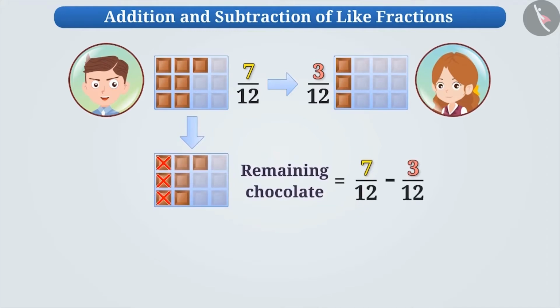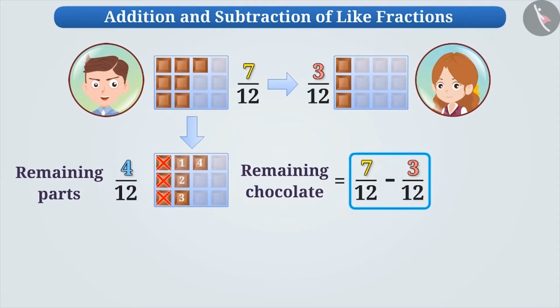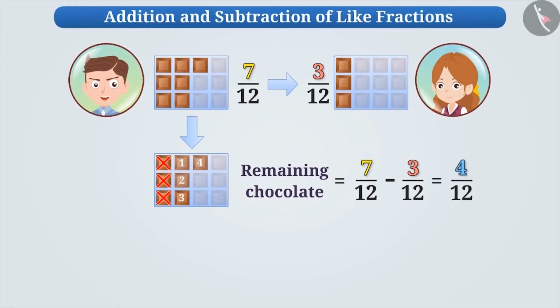As you can see, after giving 3 parts from 7 parts, the remaining parts are 4. Therefore, the fraction of the remaining parts is 4 by 12. Now can we say that 7 by 12 minus 3 by 12 is equal to 4 by 12? Yes, we can definitely say that.